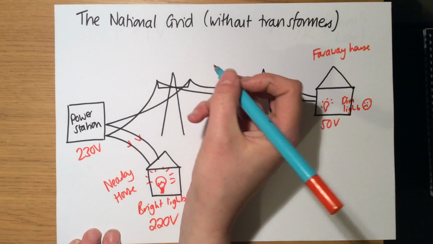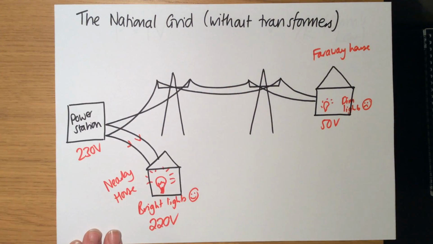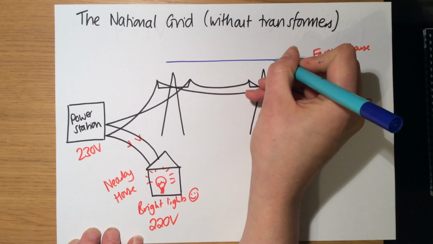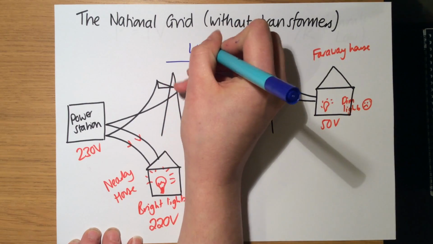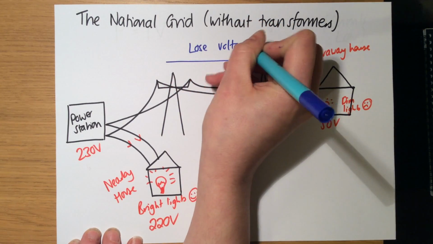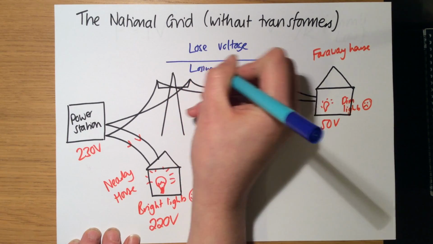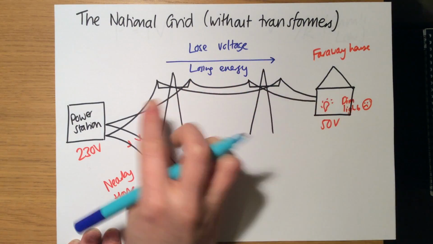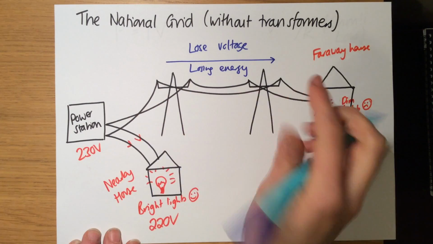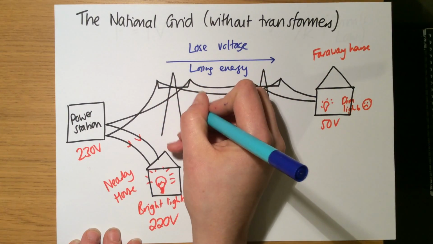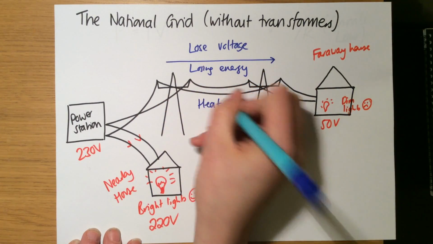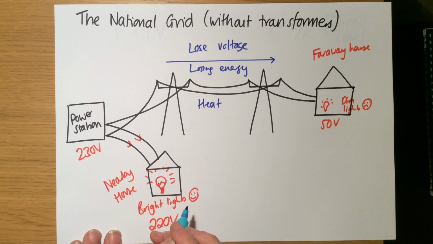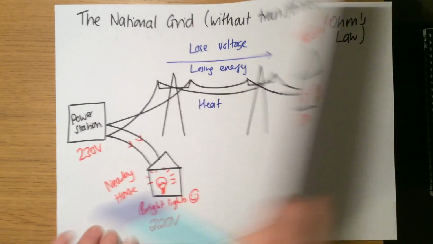So what we find happens, if you measure the voltage as you go along the power cables here, you lose voltage. And that's because you're losing energy. As the electricity travels through the wires, they're losing energy. It's wasted as heat. A little bit of sound, but mainly as heat. Okay. Now that's because of this.